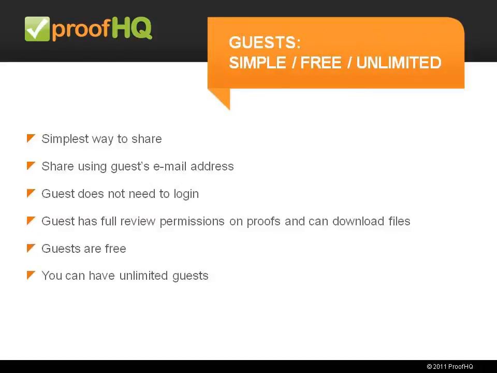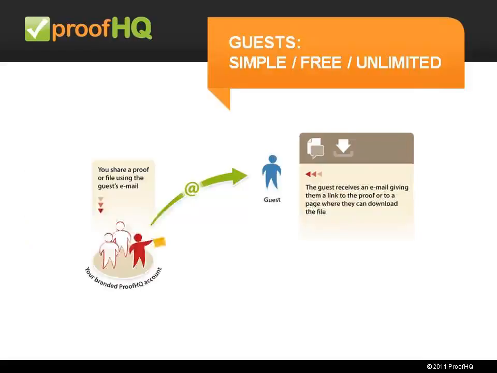The simplest way to share proofs and files with someone is as a guest. When you share an item with a guest, they receive an email with a link that takes them straight to that item. If you shared a proof with them, the proof will open in their browser and they can start reviewing the proof immediately. If you shared a file with them, a file download page will open in the browser where they can download the file.